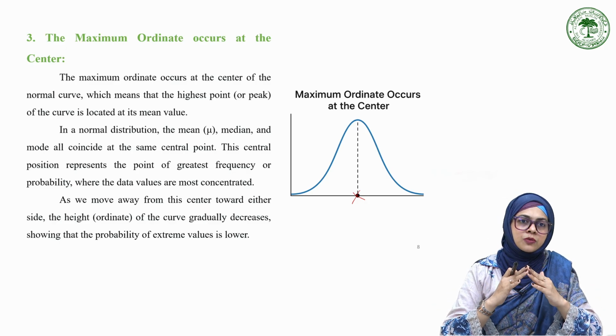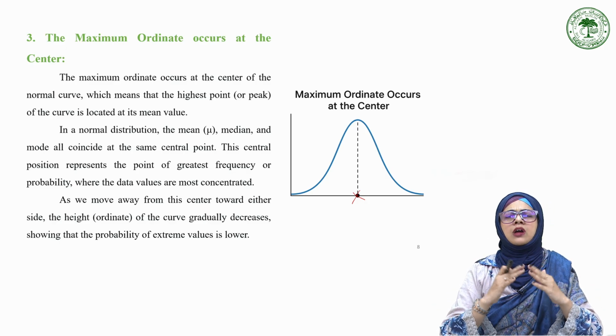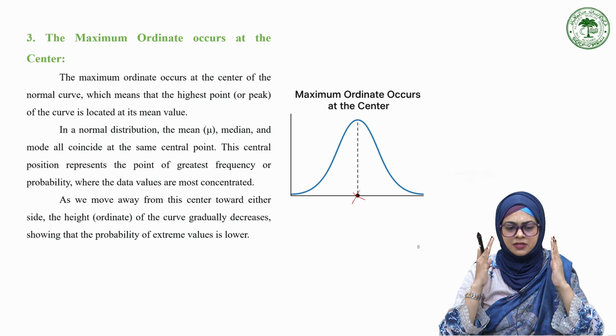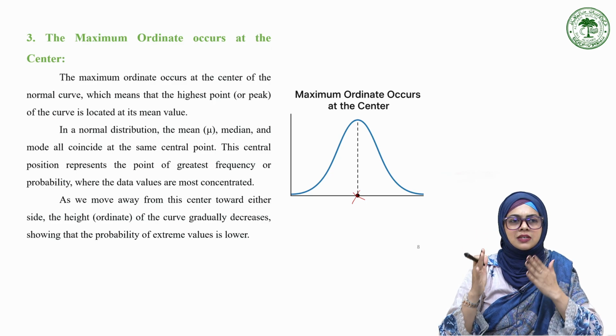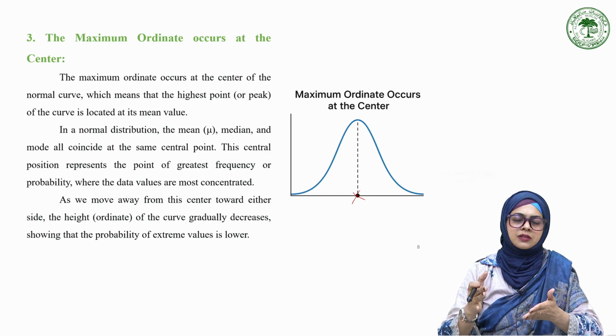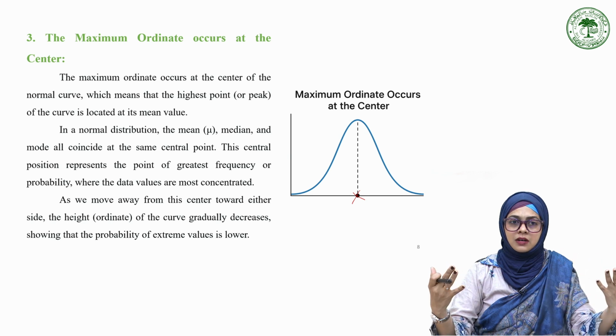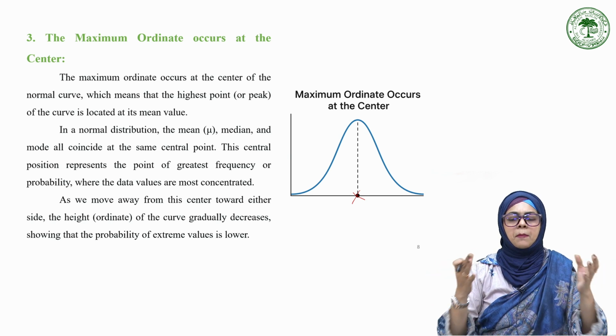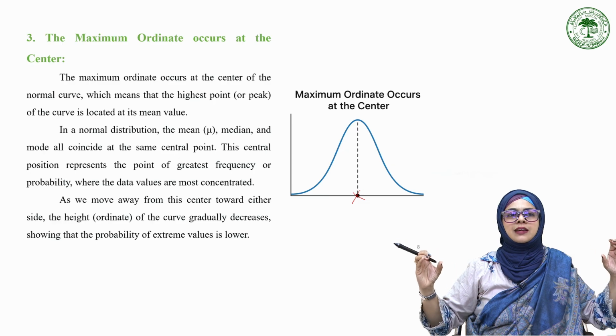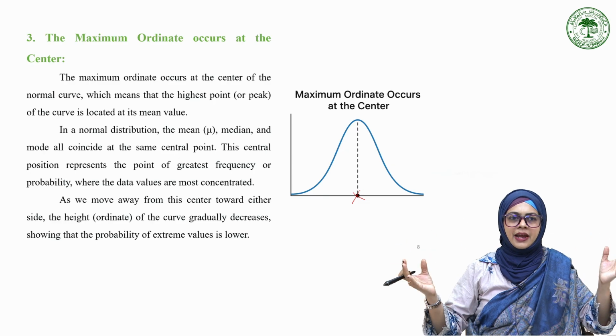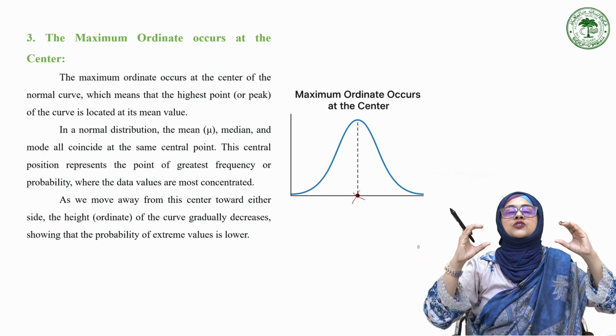So in a normal distribution, mean, median, and mode all coincide at the same central point. This central position represents the point of greatest frequency of probability. But as we move away from the center, on either side, the height of the ordinate starts to decrease.